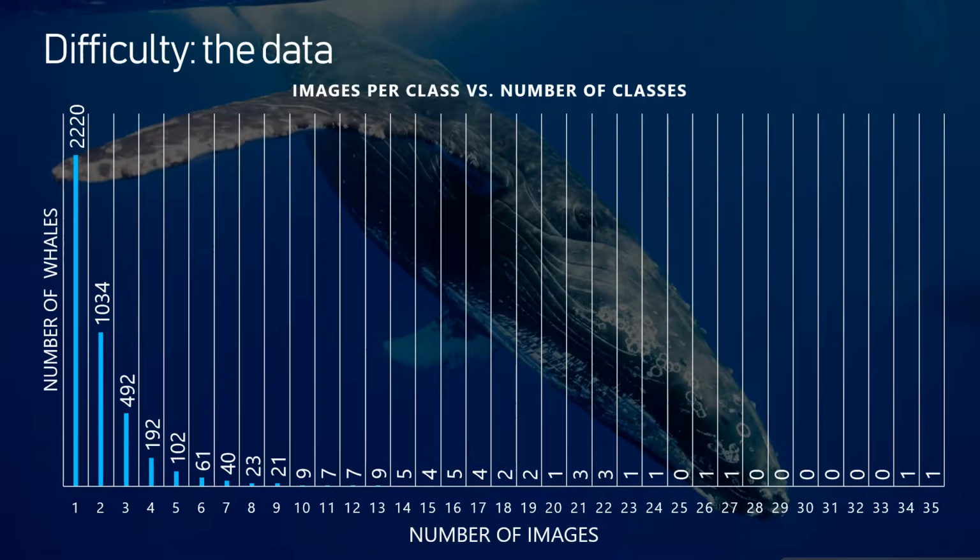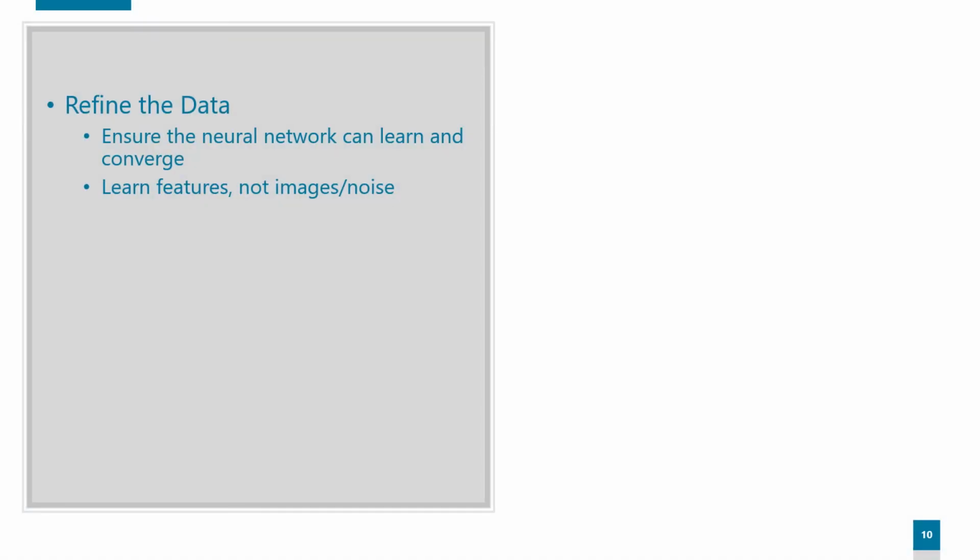So there was a difficulty with the data that I was using. Over 2,000 whales only had one picture of each whale, and over 1,000 whales only had two pictures of each whale. Therefore, it was important to refine the data to ensure that the neural network could actually converge. Furthermore, it needed to learn the features, not just images or noise.